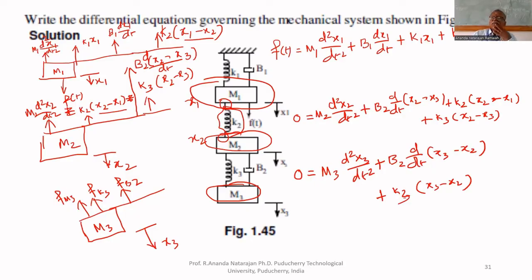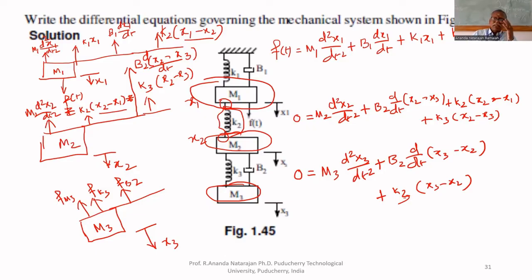For one system, there are three differential equations. So how many differential equations will be there? The number of differential equations equals the number of masses. That's all.